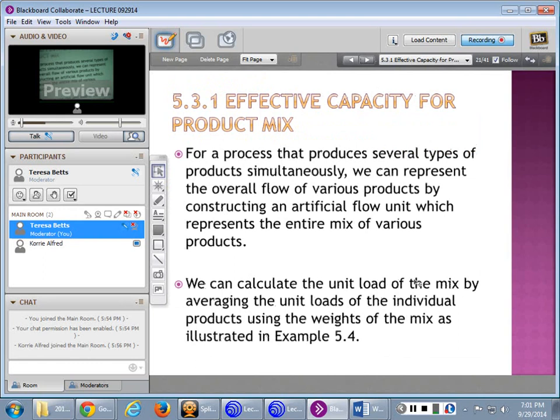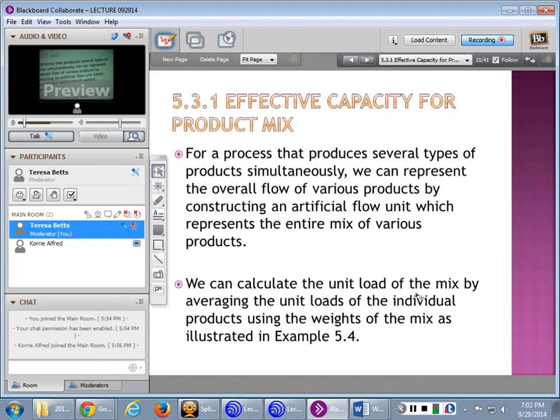And now we're going to start to look at what's the difference in terms of product mix. For a process that produces several types of products simultaneously, like hospital claims and doctor claims, we can represent the overall flow of various products by constructing what we call an artificial flow unit, and that represents the entire mix of the various products.